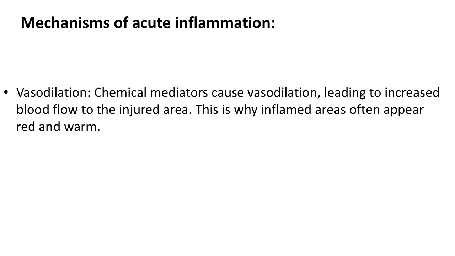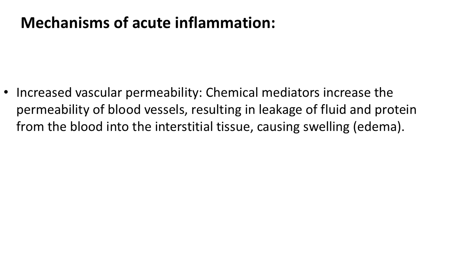Mechanisms of acute inflammation. Vasodilation. Chemical mediators cause vasodilation, leading to increased blood flow to the injured area. This is why inflamed areas often appear red and warm. Increased vascular permeability. Chemical mediators increase the permeability of blood vessels, resulting in leakage of fluid and protein from the blood into the interstitial tissue, causing swelling, edema.